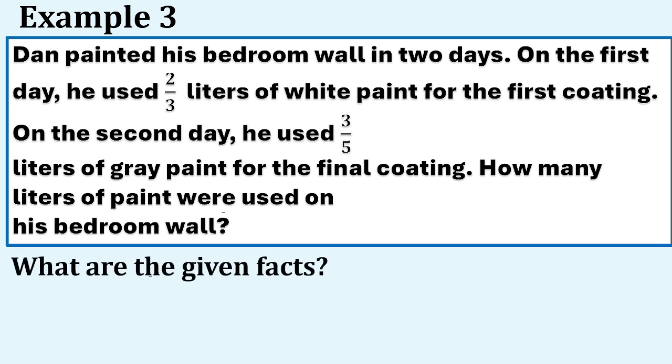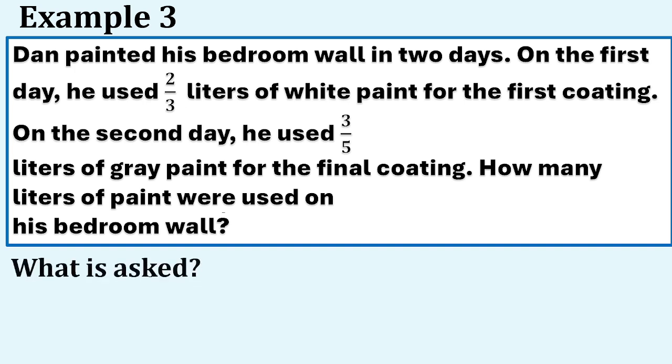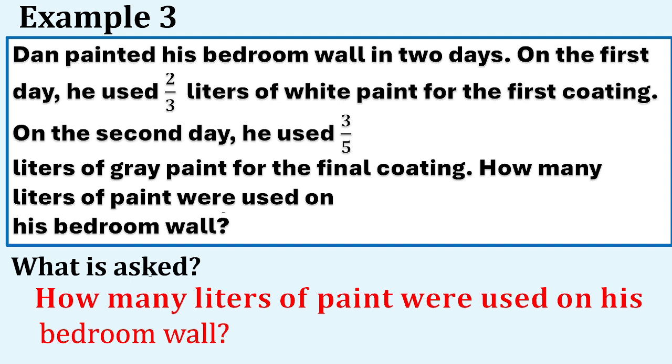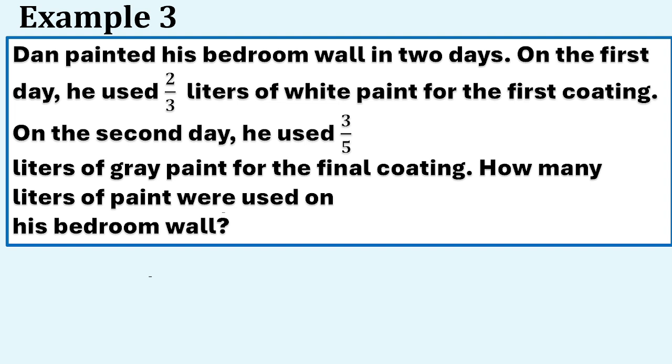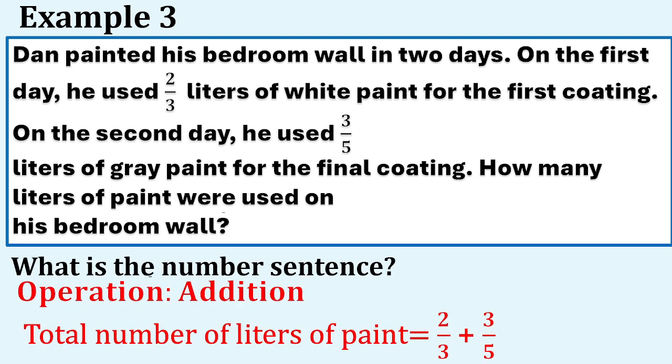What are the given facts? So, we have here Day 1: Dan used 2/3 liters of white paint. On day 2, Dan used 3/5 liters of gray paint. What is asked? How many liters of paint were used on his bedroom wall? What is the number sentence? So, our operation will be addition. Total number of liters of paint equals 2/3 plus 3/5.